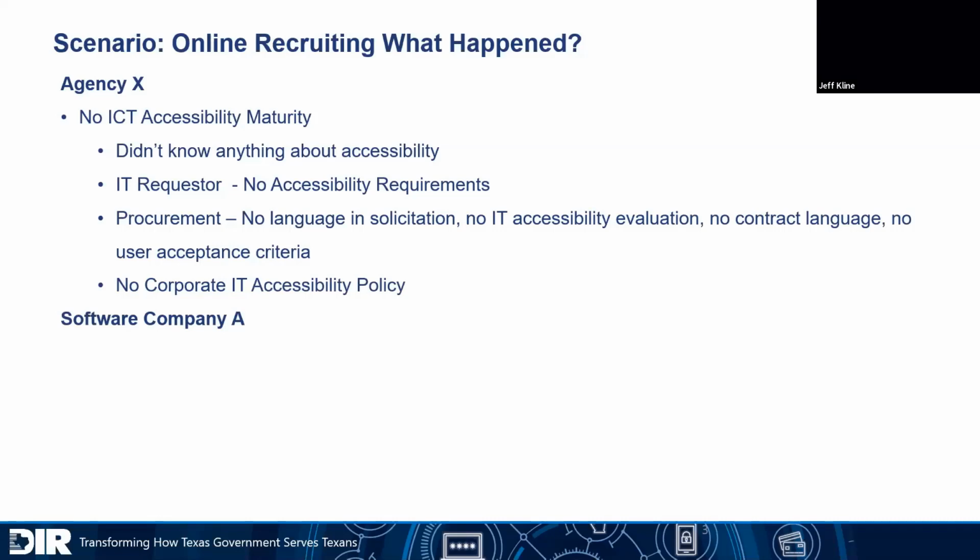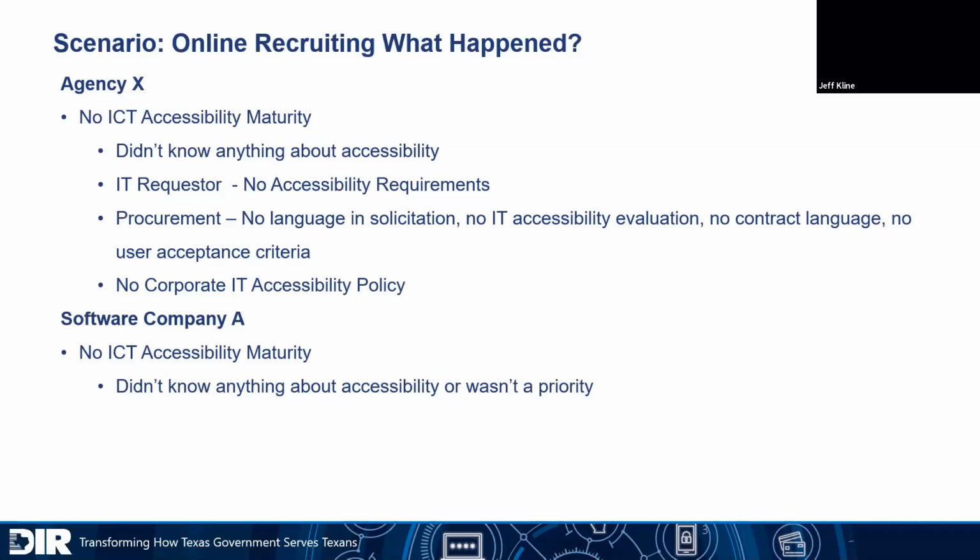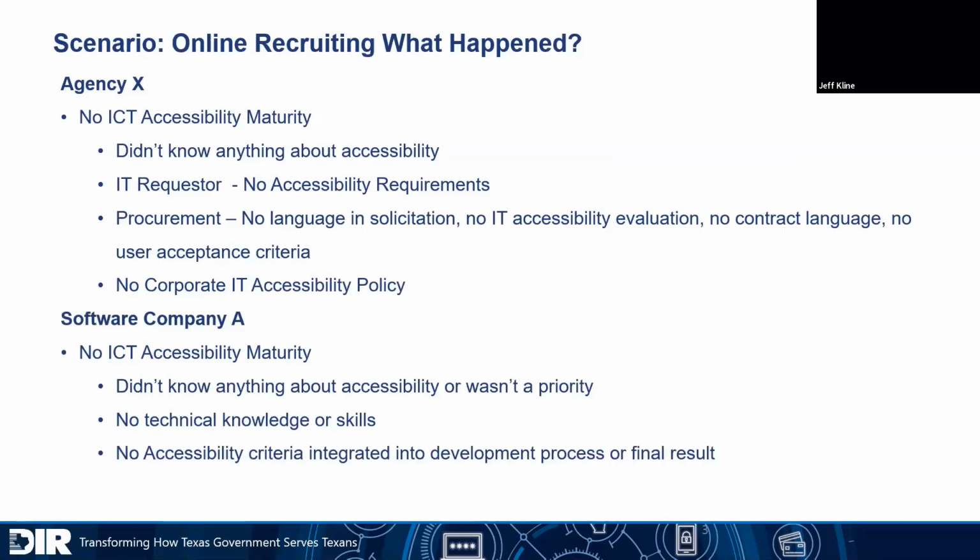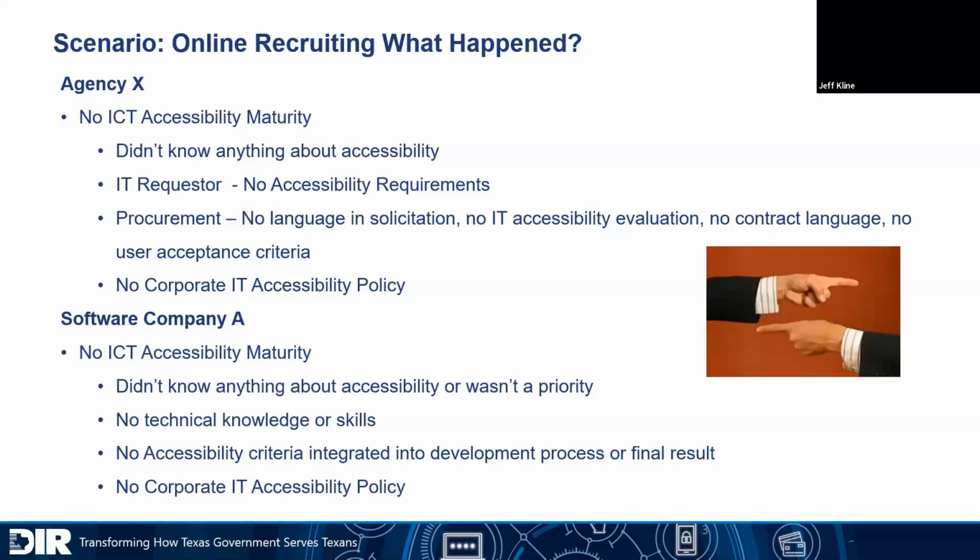Now, if we go to software company A, kind of the same thing. No maturity in accessibility. They didn't know about accessibility, or it wasn't considered a priority. There was no technical knowledge or skills within the organization to build accessible products. Accessibility was not integrated into their development process or their final result. And again, no policy organization-wide on accessibility. So this is kind of a big problem.